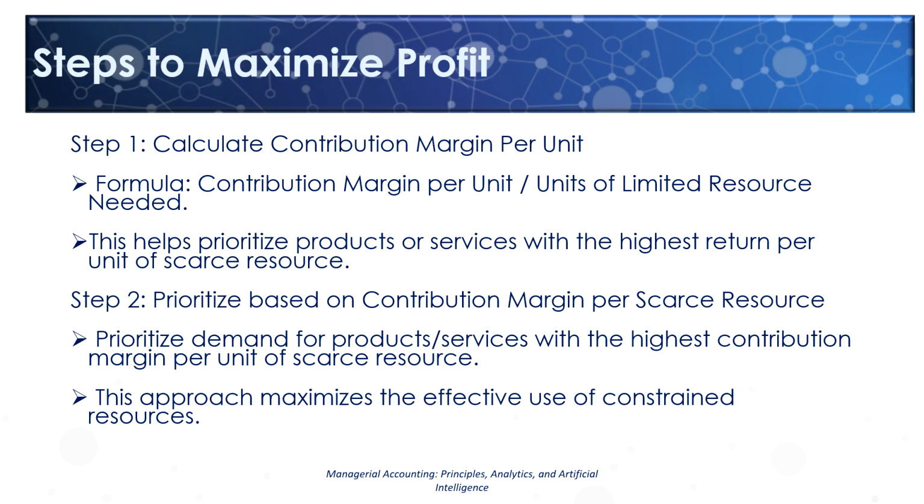Again, step 1 helps prioritize products or services with the highest return per unit of scarce resource. And step 2 prioritizes the demand for products or services with the highest contribution margin per scarce resource. This maximizes the use of constrained resources.